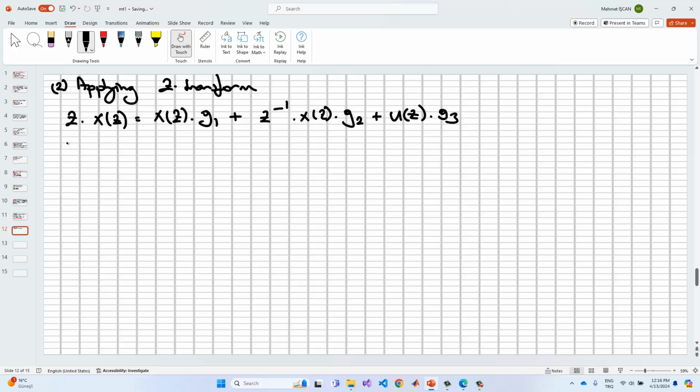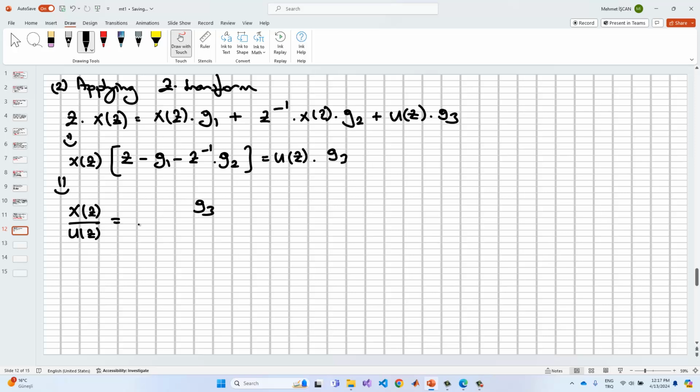Okay, and so we collect all the X(z) terms at the left hand side: z minus g1 minus z to the minus 1 g2, which is equal to what? The U(z) times g3. Okay, and so our pulse transfer function can be written as X(z) divided by U(z) is equal to the g3 divided by z minus g1 minus z to the minus 1 g2.